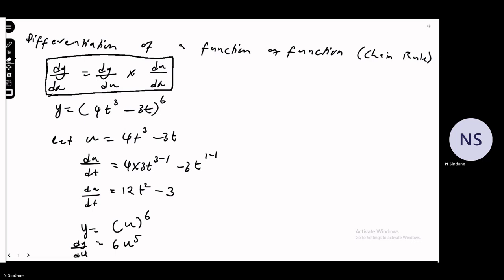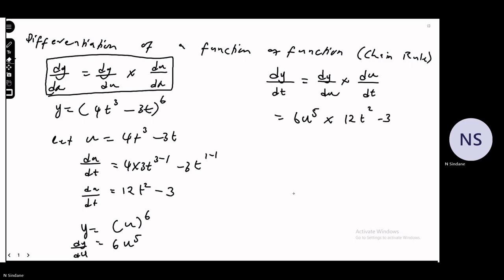Because we're dealing with t, dy over dt equals dy over du multiplied by du over dt, right? And I know dy over du is 6u to the power 5, multiplied by du over dt, which we got as 12t squared minus 3.